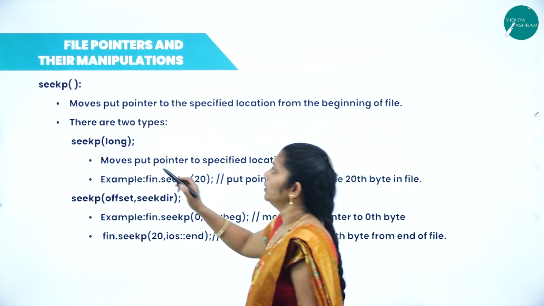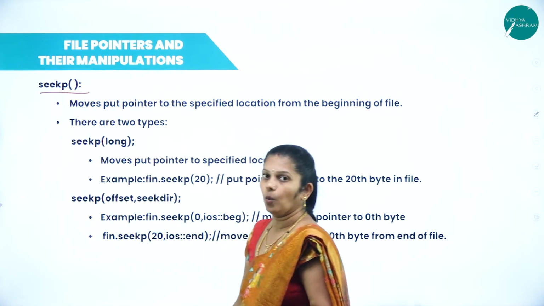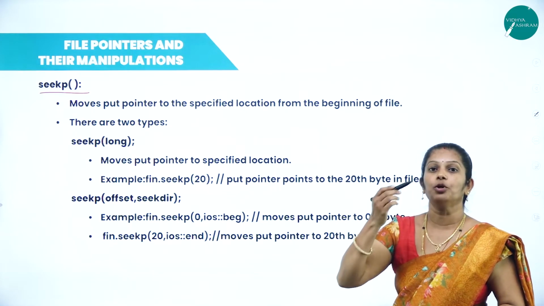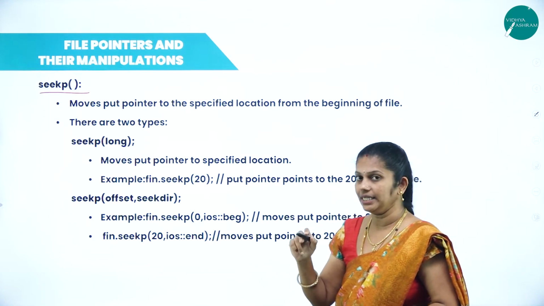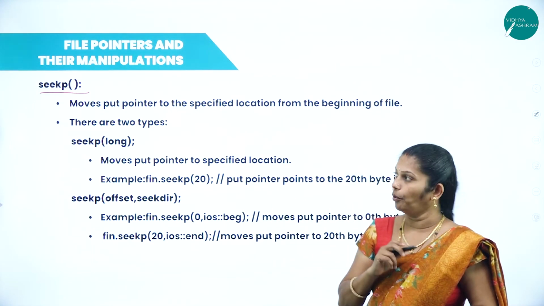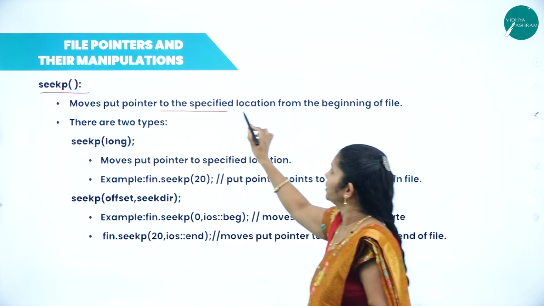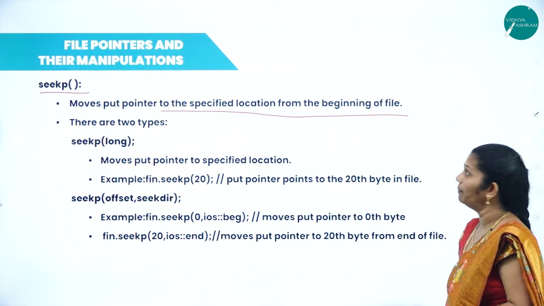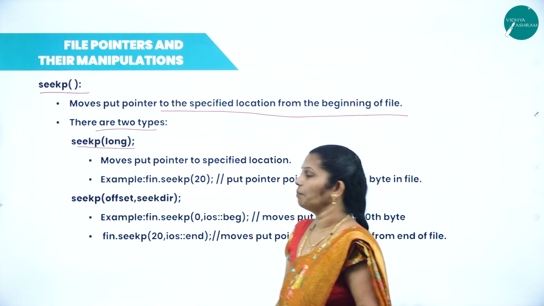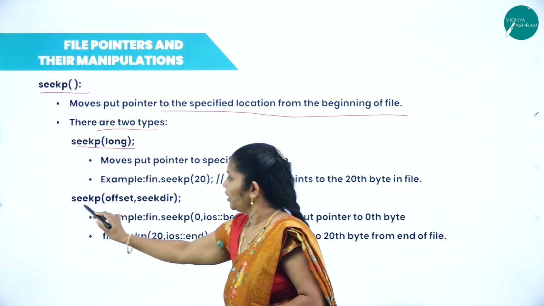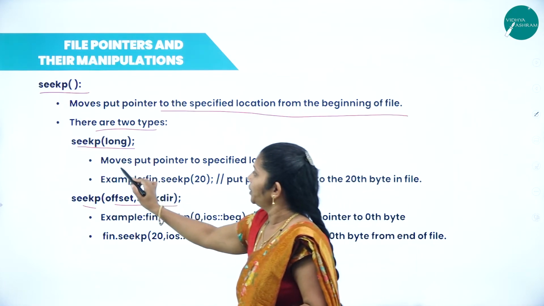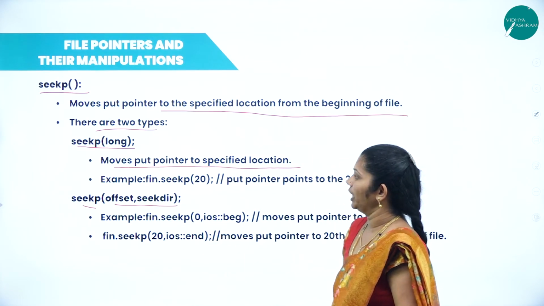Next one, we have the seekp function. The seekp function also moves a pointer, and especially here it will move the put pointer. Whereas seekg moves the get pointer, seekp will move the put pointer. It moves the put pointer to the specified location from the beginning of the file. There are two types here also. One is seekp(long), and one more is seekp(offset, seekdir). It moves the put pointer to the specified location.